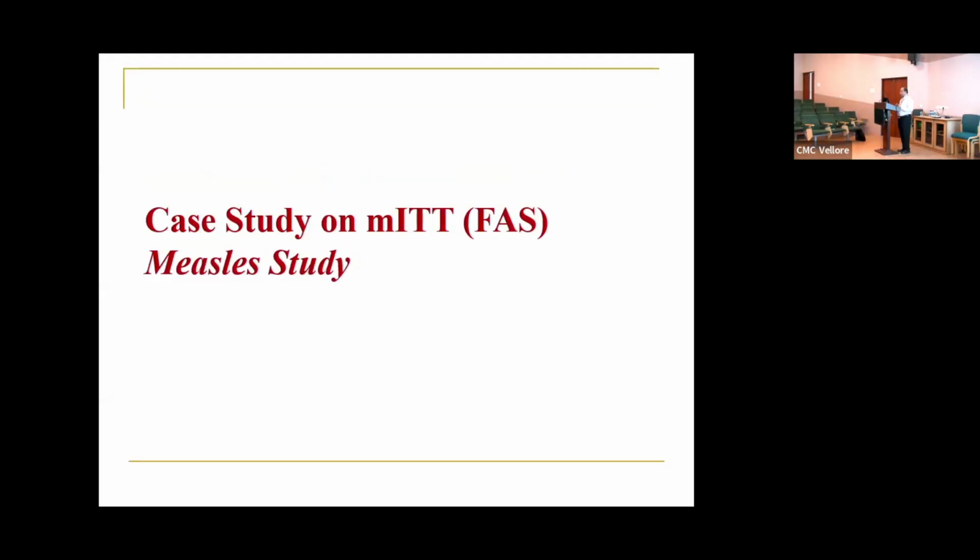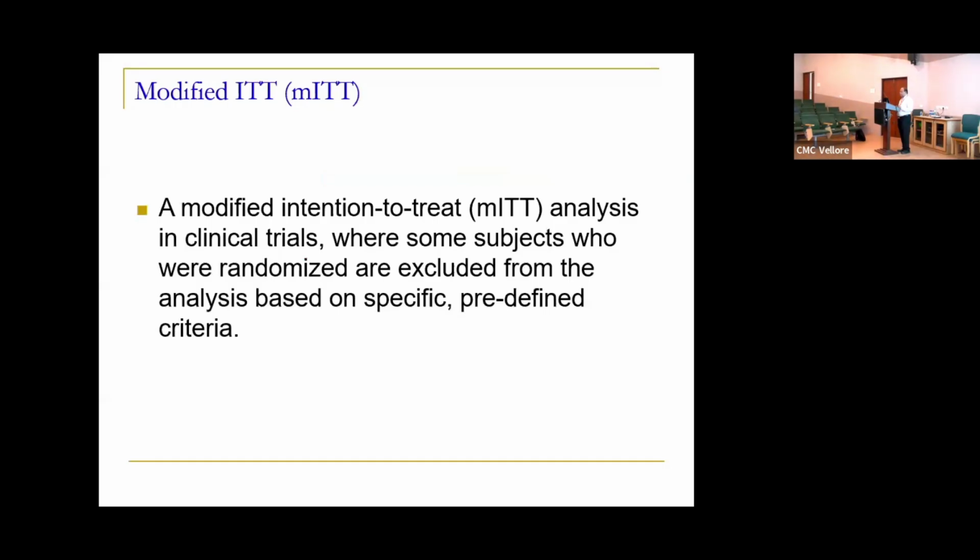I'll give you the number showing how we decided on the modified intention to treat analysis. We altered the denominator based on what issues. Some subjects who were randomized were excluded from this analysis based on specific predefined criteria. So it is not that if you have 300 patients, you should have 300 in the denominator. There's flexibility here, you exclude them.